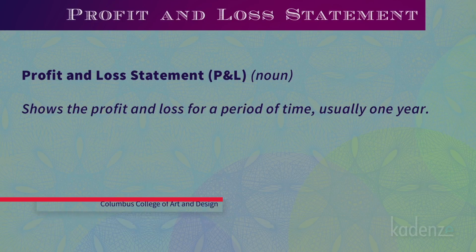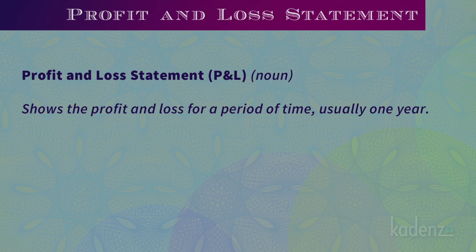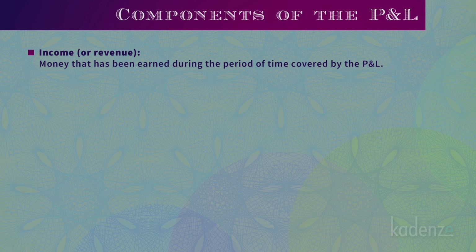The first part of any good financial system is a profit and loss statement, or a P&L. The profit and loss statement shows just that, profit and loss, but it's a bit more complicated than that. The components of the profit and loss statement look an awful lot like the components of a budget. At the top, we have an income section, money that has come in during the period of time.